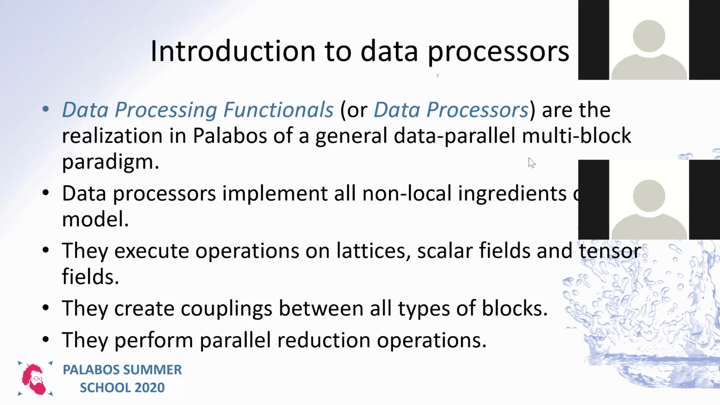They work on lattices, scalar fields, and tensor fields, and they can also create couplings between different types of fields. For example, in the exercise today, we're going to create a coupling between two different types of lattices, but you can also, for example, get the data from a scalar field and use it on the cells of a lattice by explicitly creating a coupling through a data processor. As I said before, they also perform parallel reduction operations.